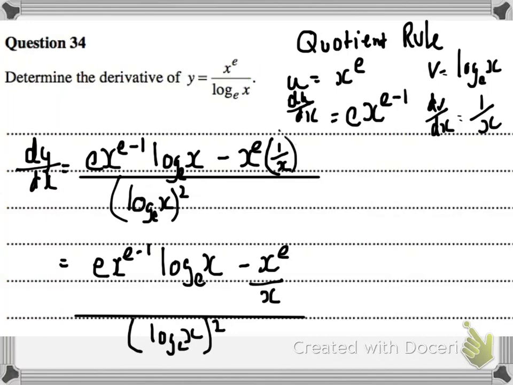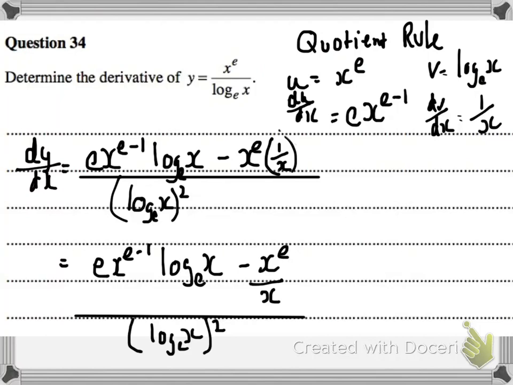Anyway, I've nominated here my u and my v. The u is the numerator, x to the power of e, and v is the denominator, log x to the base e. And we get the derivative of both of those. The derivative of x to the power of e: the e goes out the front, and then the power gets reduced by 1, so it becomes e x to the power of e minus 1. And we know the derivative of log x to the base e is 1 over x.